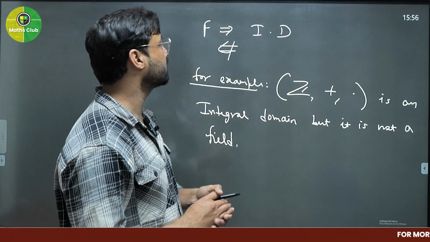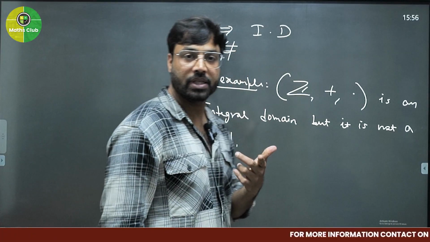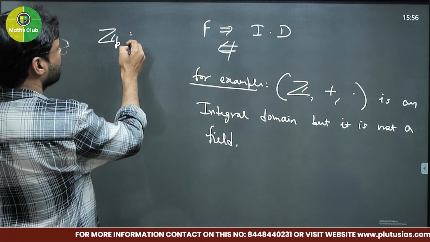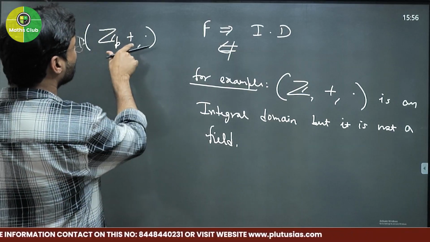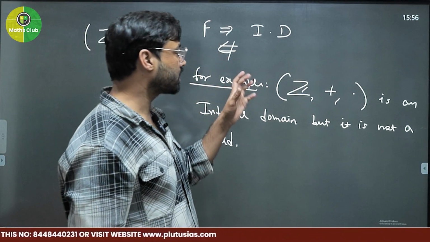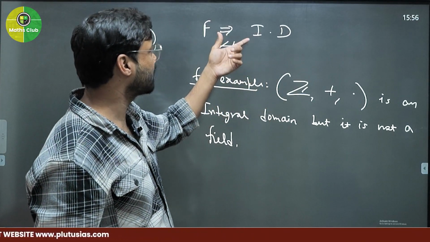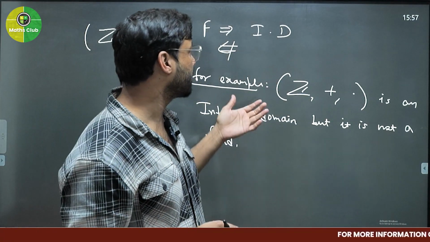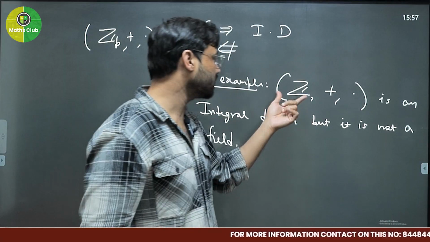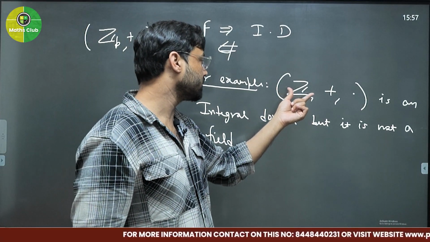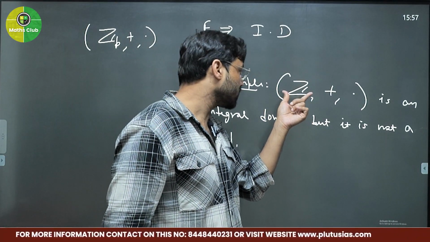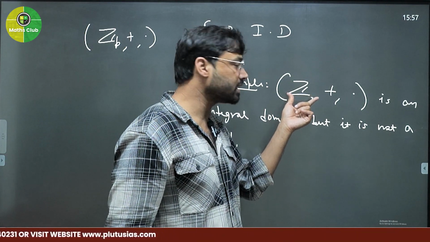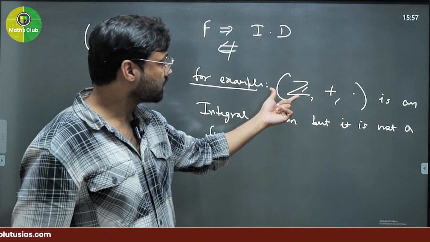It may be true also. Obviously, we have an example like Z_p: Z_p is a finite integral domain, and is also a field. But in general, the converse is not necessarily true. So every field is an integral domain, but an integral domain may or may not be a field. For example, here Z, we know that this is an integral domain: a commutative ring having unit element 1 and also a ring without zero divisor. That means Z is an integral domain, but this is not a field.